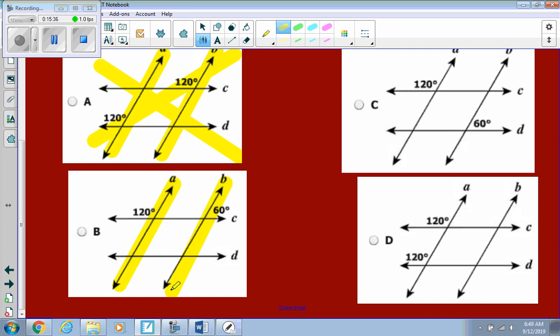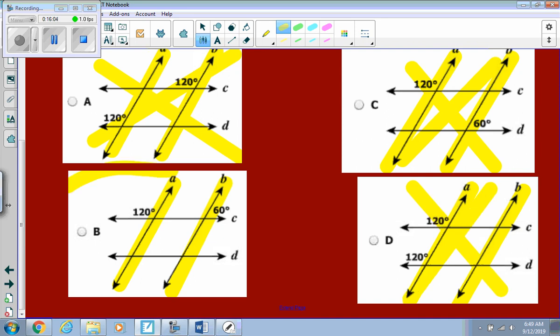Let's check out C. If I do A and B on C, notice that on transversal C, there's only one piece. Remember, we need two. On D, there's also only one piece. So C is not true. If we look down here at D, I highlight A and I highlight B. I look at transversal C, only one piece of information. Look at transversal D, only one piece of information. Not enough. So that means B is our only choice that we could conclude is the correct answer.